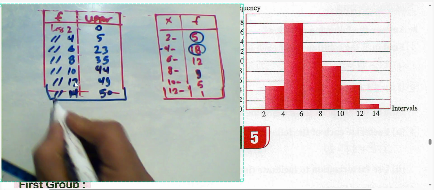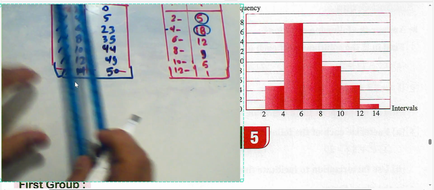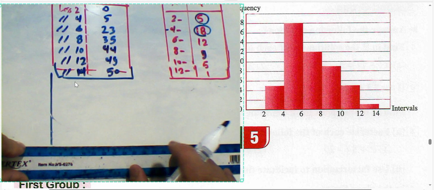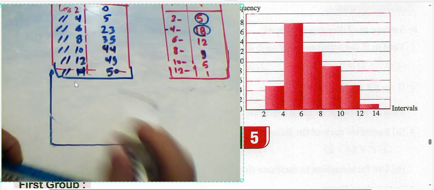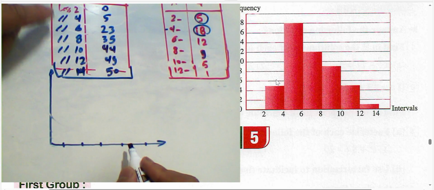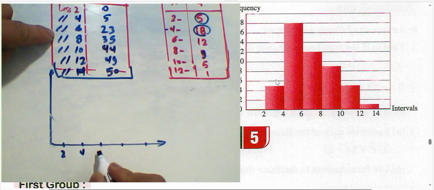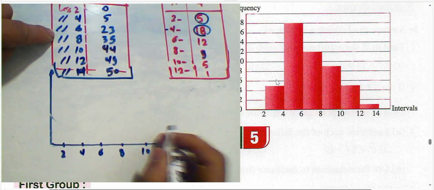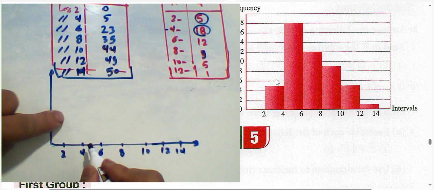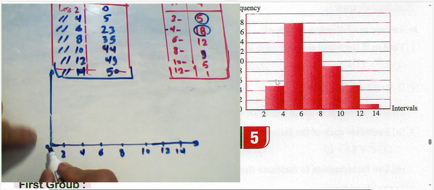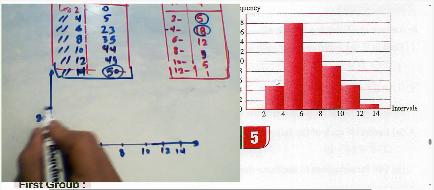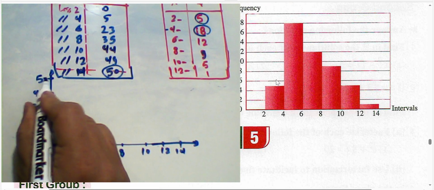Okay, you can draw with me, my students. Draw here the x-axis and y-axis. The x-axis contains the intervals. First, write the intervals here: 2, 4, 6, 8, 10, 12, 14. And going up, from 0 to the greatest number, 50. You can write 0, 10, 20, 30, 40, and the last one, 50.